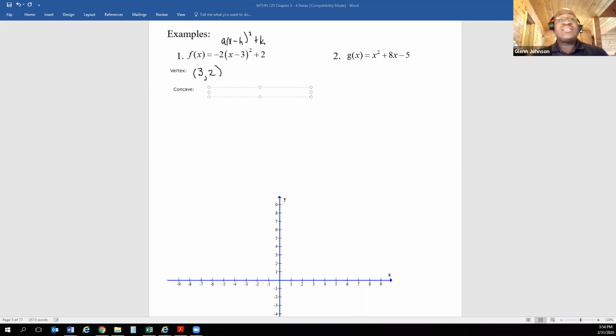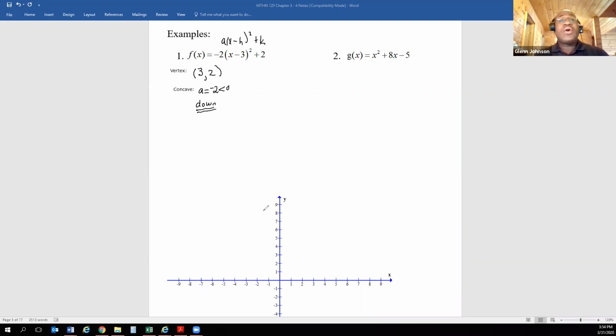So now in this instance, the a value is negative 2. With the a value of negative 2, that being less than 0, that tells us that this is going to be concave down, because being negative 2, that's less than 0, and therefore it's going to be concave down.